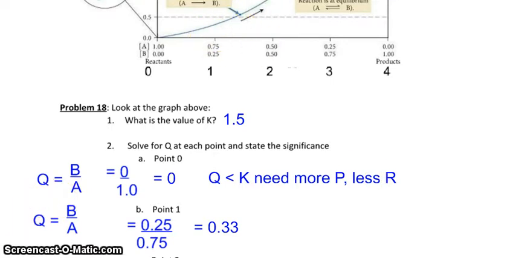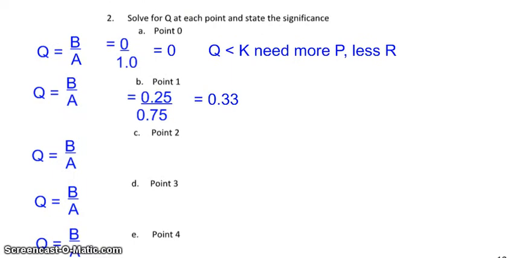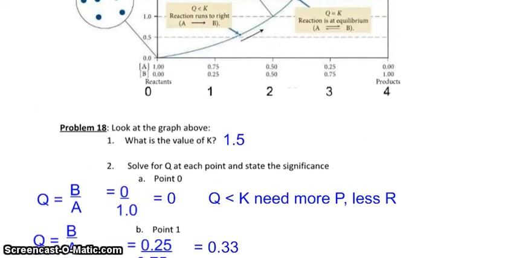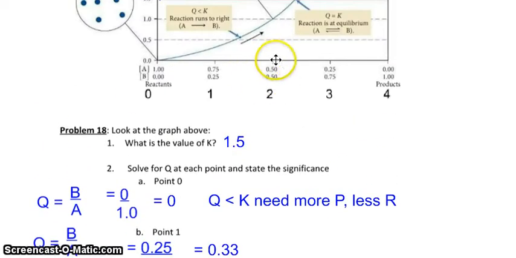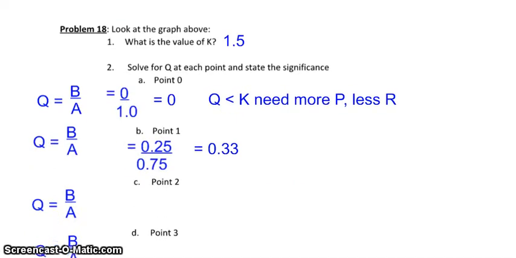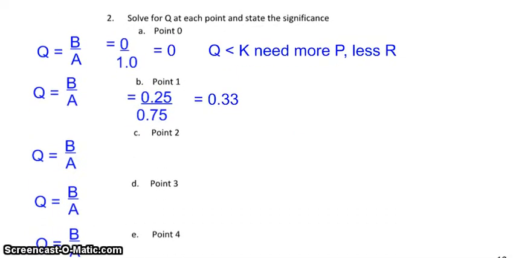Let's check out point 2. Let me scroll up a little bit. Here's point 2. We have equal molarities of product and reactants, 0.5 products and 0.5 reactants, and hopefully you can do the math in your head to get 1.0. Once again, compare this to K. Is Q bigger than or less than K? Hopefully you figured out that Q is still less than K. So what does that mean?